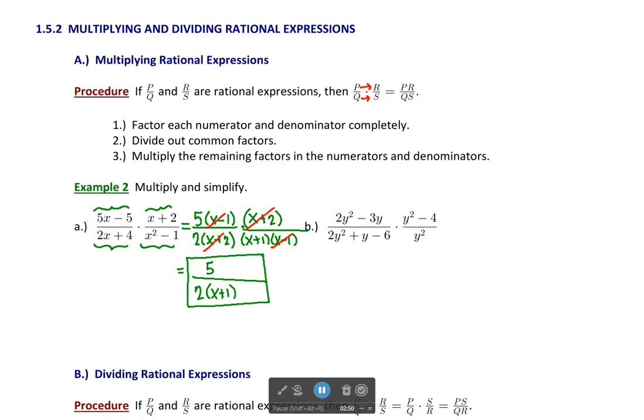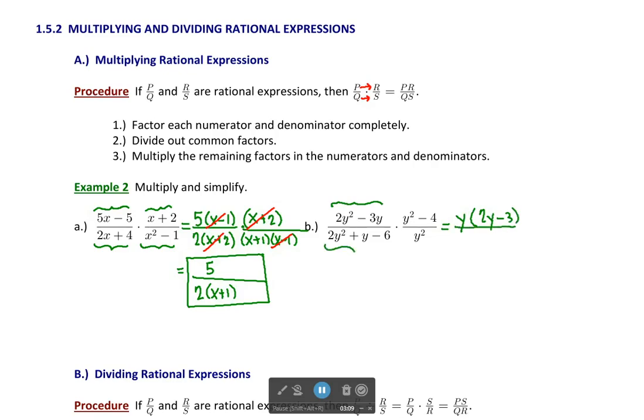Okay, let's try example B. Remember, our first step is to completely factor every numerator and every denominator. So let's look at our first numerator. Notice we have a greatest common factor here of y. So we'll take out a y. That leaves behind 2y minus 3.